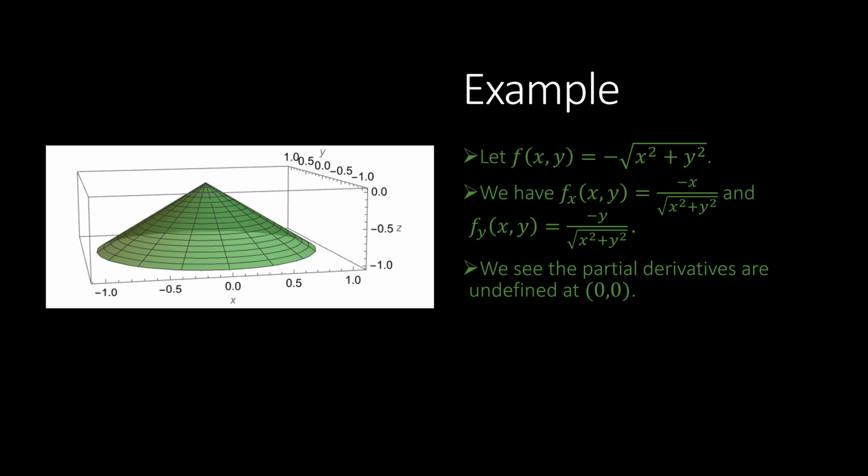And from this, we can see at the point (0, 0), the function itself is defined because f of (0, 0) is just 0. So that point (0, 0) is in our domain for f, but we see both of our partial derivatives are undefined at (0, 0). So that means it's going to be a critical point for us. And we can see from our picture here, the point (0, 0) is the tip of that cone, the sharp point there. And that's actually a local maximum for this function.